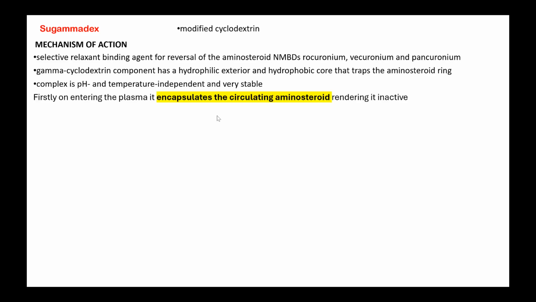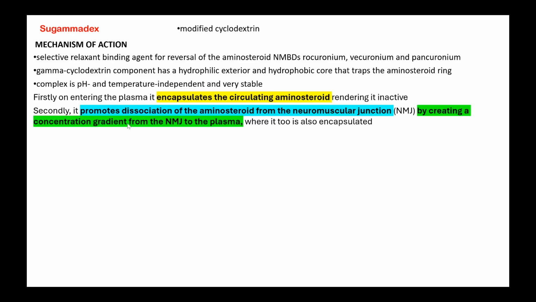So it encapsulates the circulating aminosteroid first. That is the first step, rendering them inactive, and then this removal of the circulating free drug promotes the dissociation of the aminosteroid from the neuromuscular junction by creating a concentration gradient between the neuromuscular junction and the plasma. And once the drug comes out of the neuromuscular junction, that will also be encapsulated and made inactive.